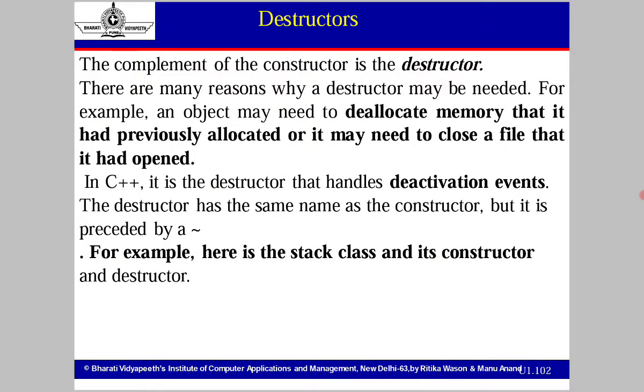Next one is destructors. So what is a destructor? The complement of a constructor is called a destructor. There are many reasons why a destructor may be needed. For example, an object may need to deallocate memory that it had previously allocated, or it may need to close a file that it had opened. In C++, it is the destructor that handles deactivation events. The destructor has the same name as the constructor, but it is preceded by a tilde symbol.